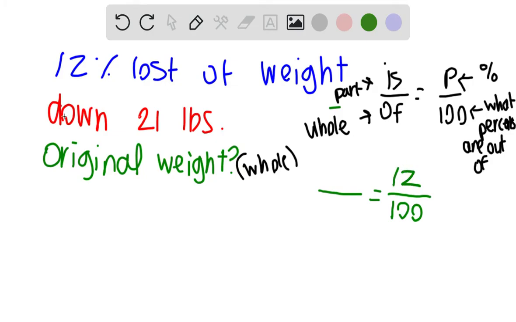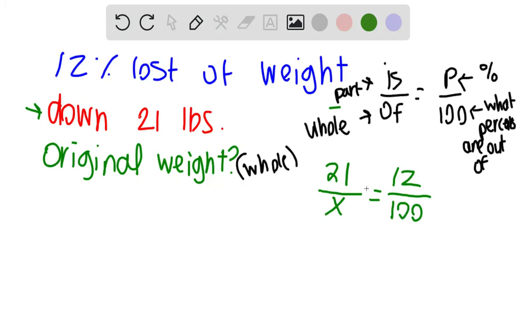And then we talked about this before, we don't know the original weight, which means since this person lost weight, the original weight is what we don't know. So we don't know all of the weight that they once were. So we don't know the of. So this right here, down 21 pounds or lost 21 pounds, that's actually a part of how much they used to weigh. So we have 21 as the part. We don't know the of or the whole thing. We do know that they lost 12% of their weight and over 100.